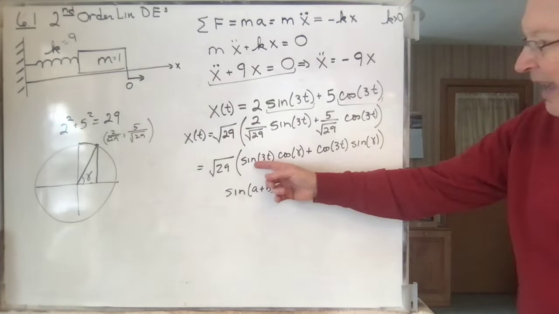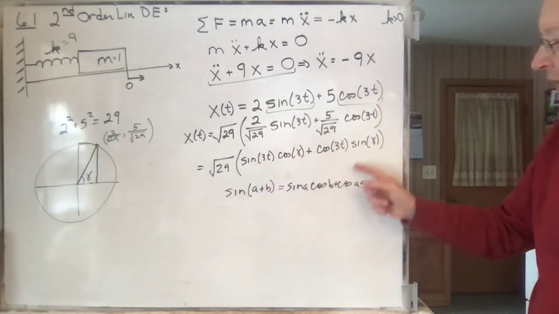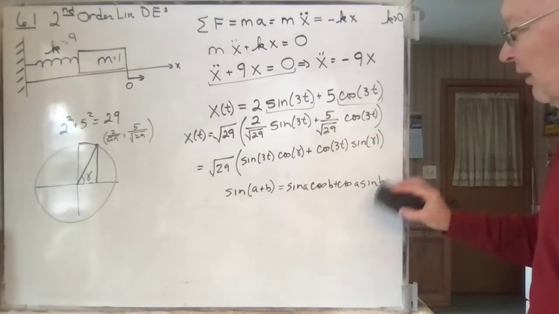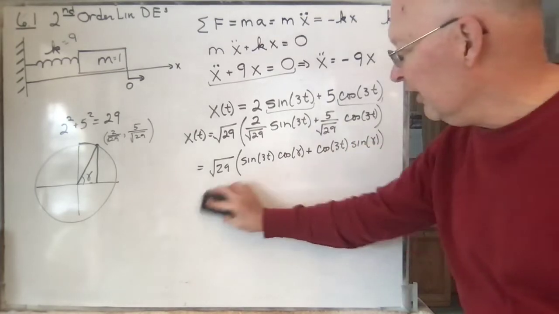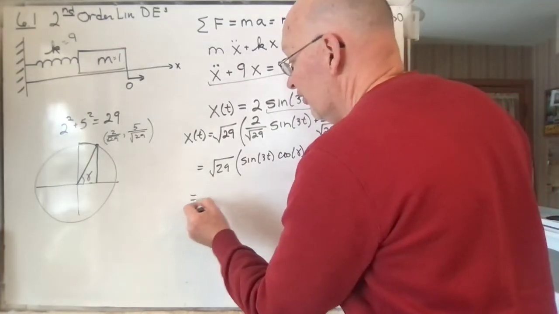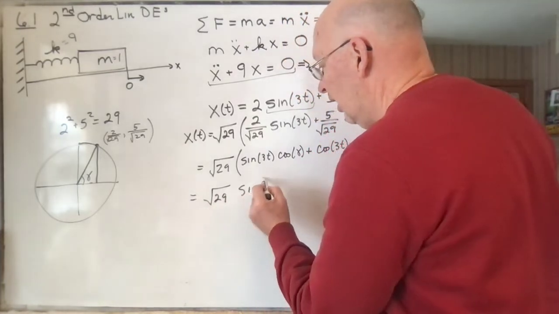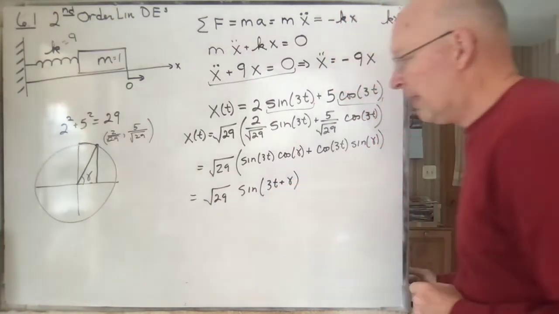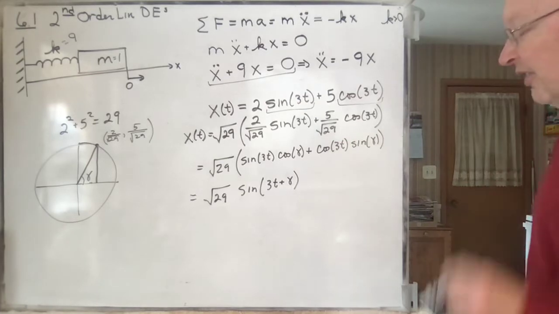So notice that's exactly what I have here. I have the sine of this, cosine of this, cosine of this, sine of this. So this thing right here, there's your A and your B right there. So this thing right here is just the square root of 29 times the sine of 3t plus gamma. And that is a much nicer form than this because it does two things.